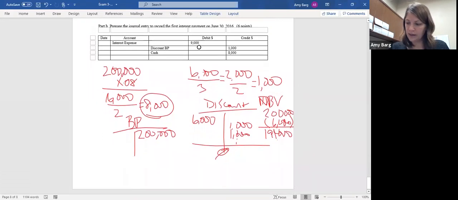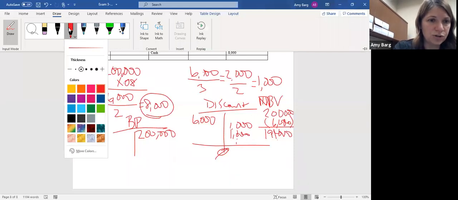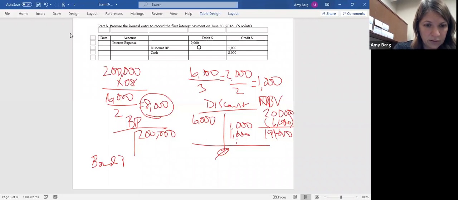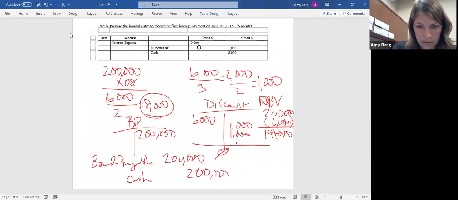Okay. And then the last thing I wanted to point out, the exam doesn't ask you to do this, but if they asked you to pay off the bond at the end of the 3 years, then you would just debit the bond payable for the full 200,000, not the cash amount that you got before, but for the full bond payable amount of 200,000, and then you would have to pay cash for the full 200,000.